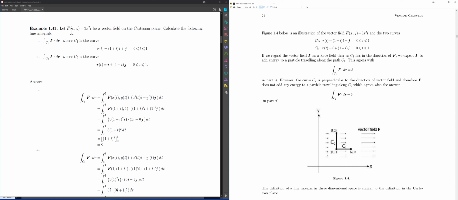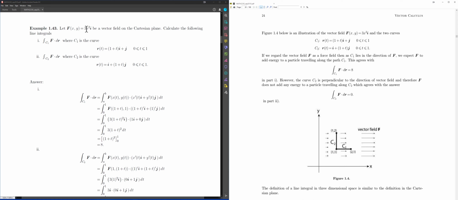Okay, so first of all, what's the vector field? The vector field that we're looking at is 3x squared i, right? Now, I think I mentioned that this doesn't have any j component, right? So if you're looking at any vector at any point in the plane, your vectors are horizontal, right? And this is a sketch of your vector field. Your vectors over here are horizontal.